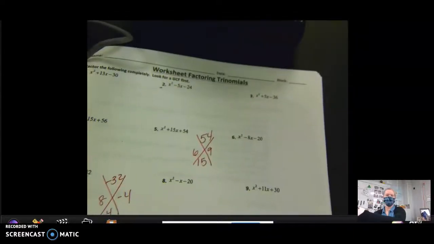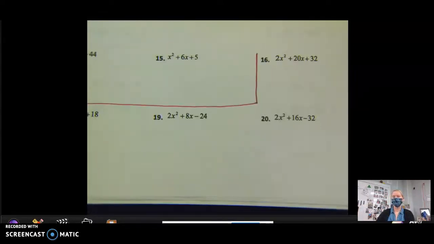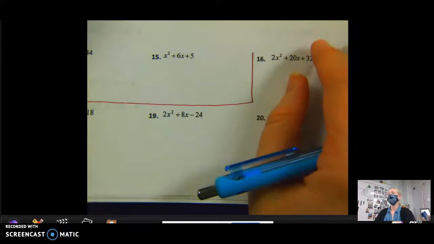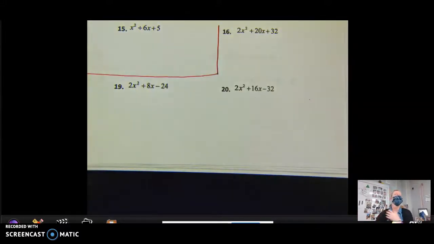So we are on this worksheet, factoring trinomials, within our packet. You guys have done, or should have done, questions 1 through 15. So we're going to start with 16. Anybody know what we need to do first on question 16? Or what I could do first on question 16? Find the GCF. Awesome, guys.